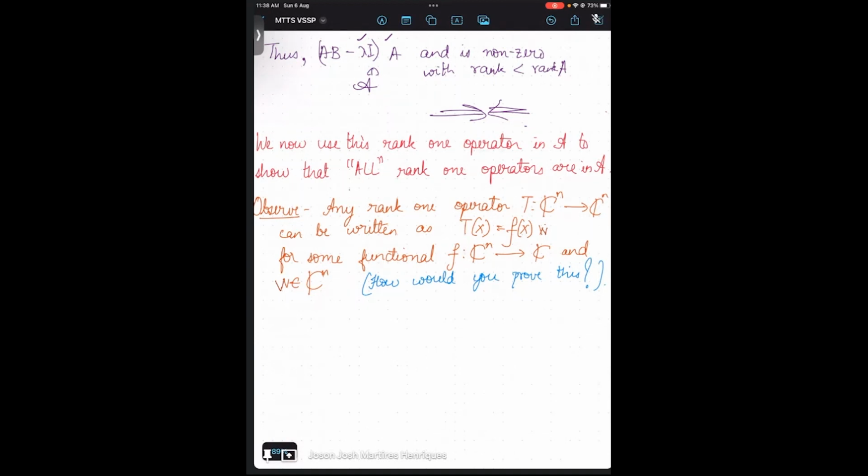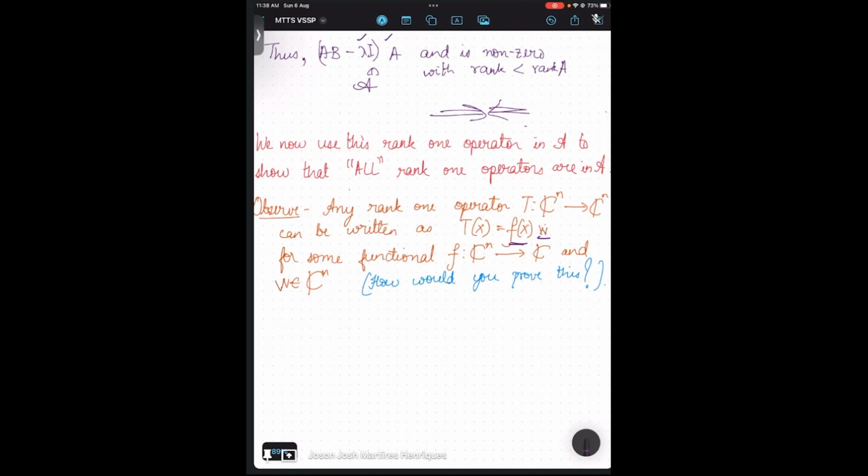So I claim that for any rank 1 operator, the image is always going to be one dimensional. So it's all going to be in the span of one vector, some fixed vector W. And these scalars would depend on the input vector. So I claim that this dependence is again a linear map, and in fact a linear functional. So it's going to be a linear map from Cn to the ground field C.